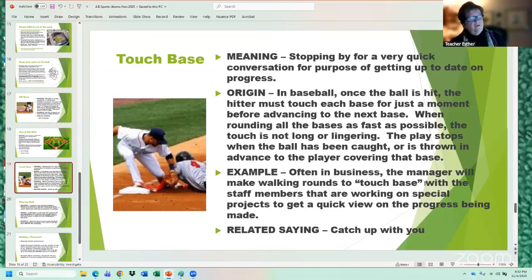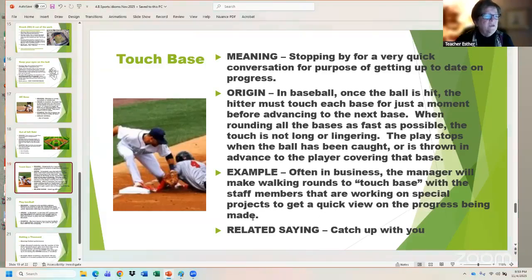Are you going to have such and such a report for me? I need it ready by 2 o'clock or whatever. And he would come by every day just to touch base. So that manager often makes walking rounds to touch base with the staff members that are working on special projects or just even to see everybody and to get a quick view on progress that is being made.